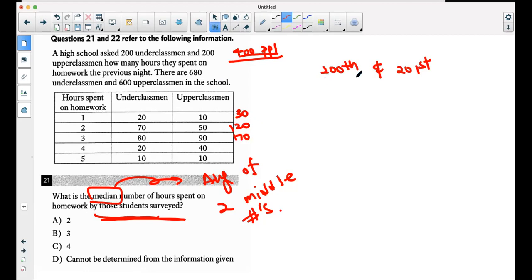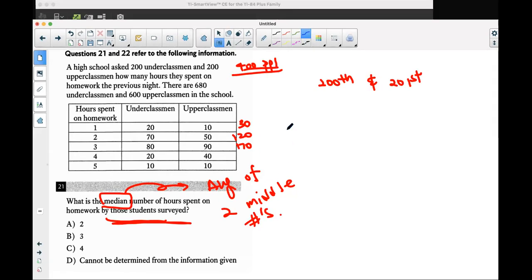I'm looking at the 200th and then the 201st. Where do I belong? I think I already have an answer because this is 30, and up to here total is 150. Up to here is 150. So that means my 200th or 201st place will be right over here, which is 3. That's how we can calculate the median of everybody who was surveyed, right? So that's what we can do.